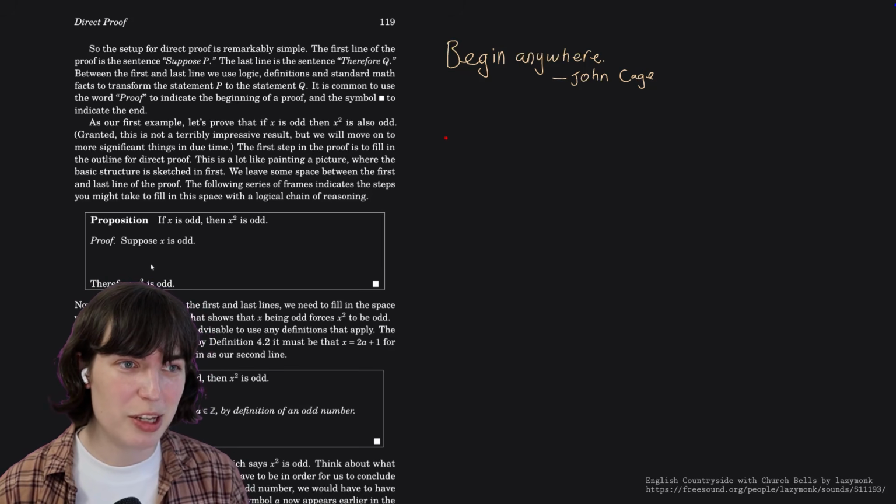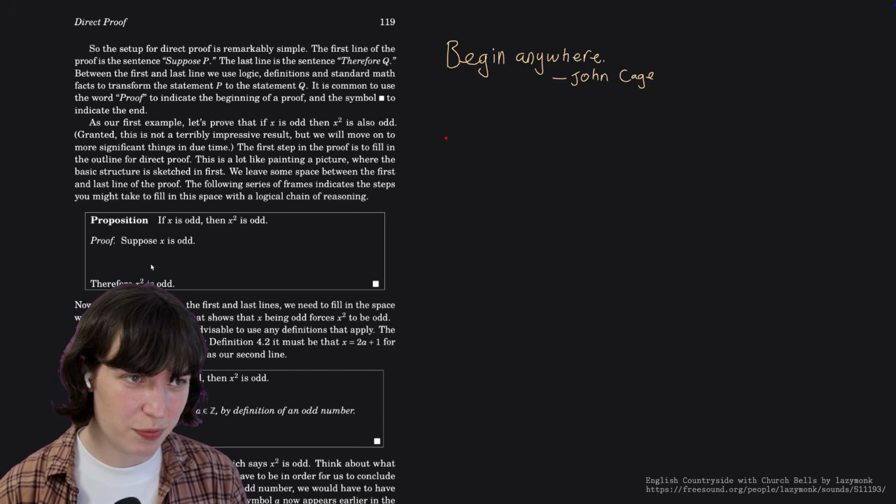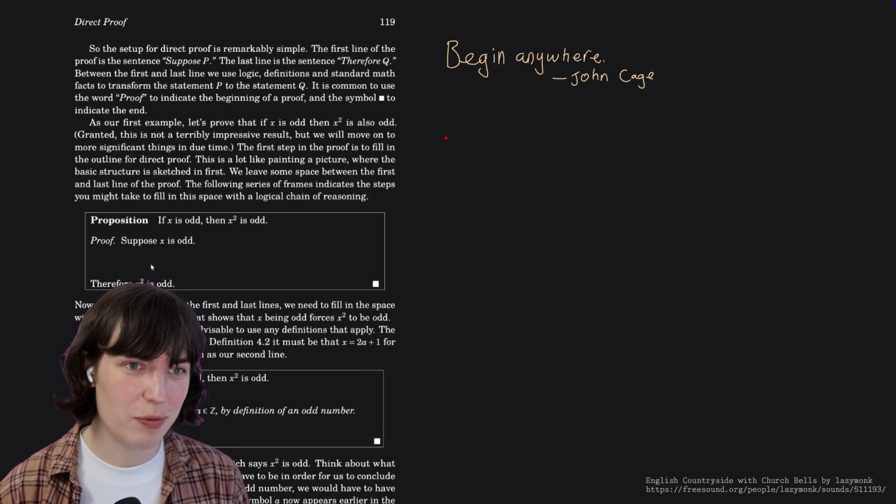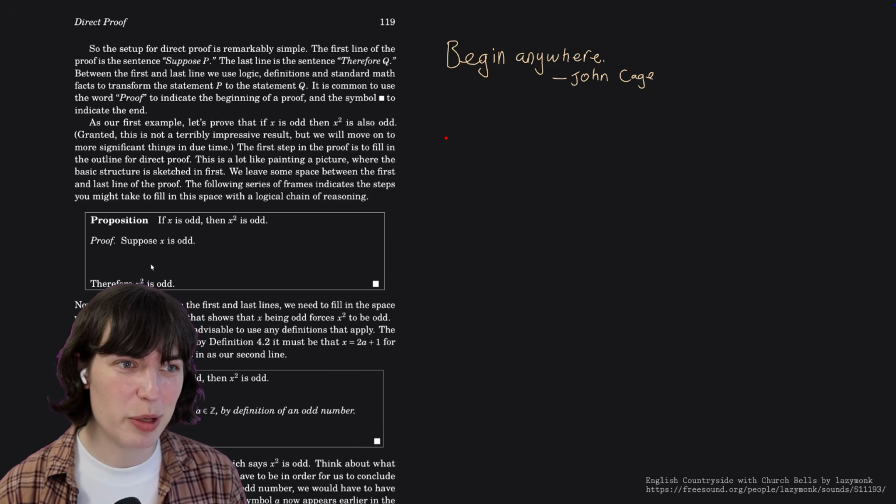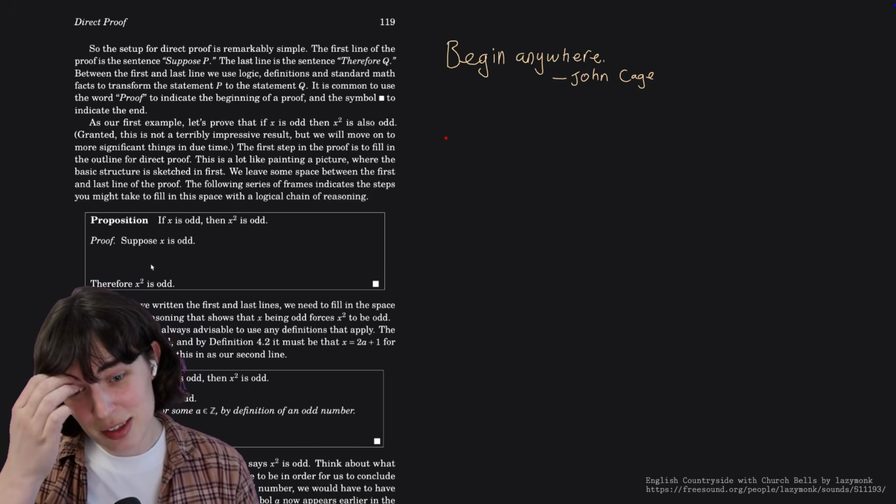As our first example, let's prove that if x is odd, then x squared is also odd. Granted, this is not a terribly impressive result, but we will move on to more significant things in due time. Don't worry.